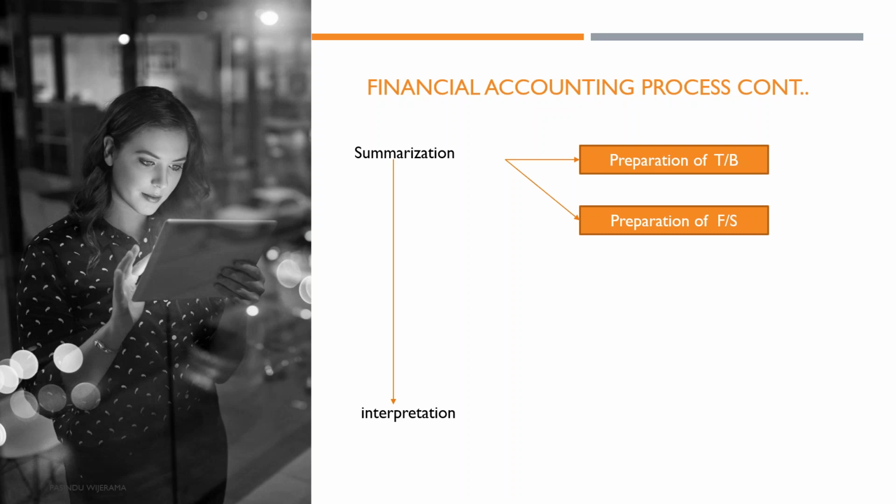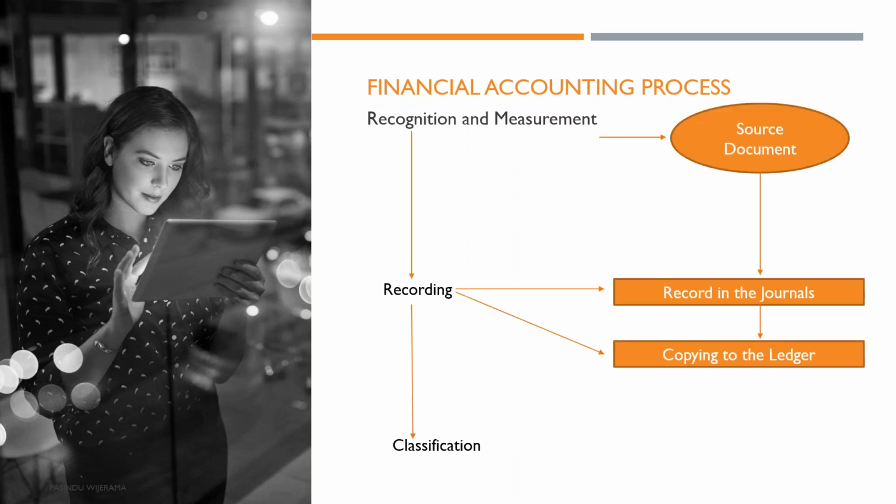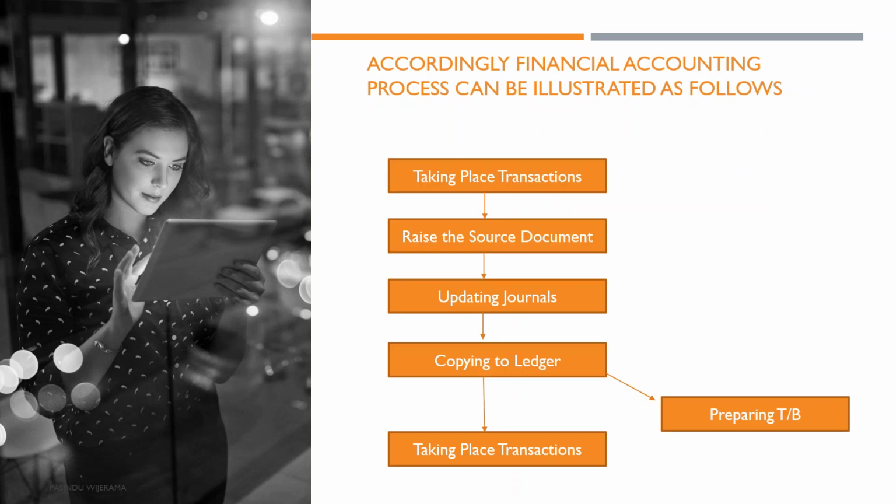Can someone tell me what is the order? Can all of you tell me what is the order? Source document, journal, and then the ledger, and then the trial balance, and at last what? Financial statements. Right? Okay. Now this is how it has been illustrated then. You can see.